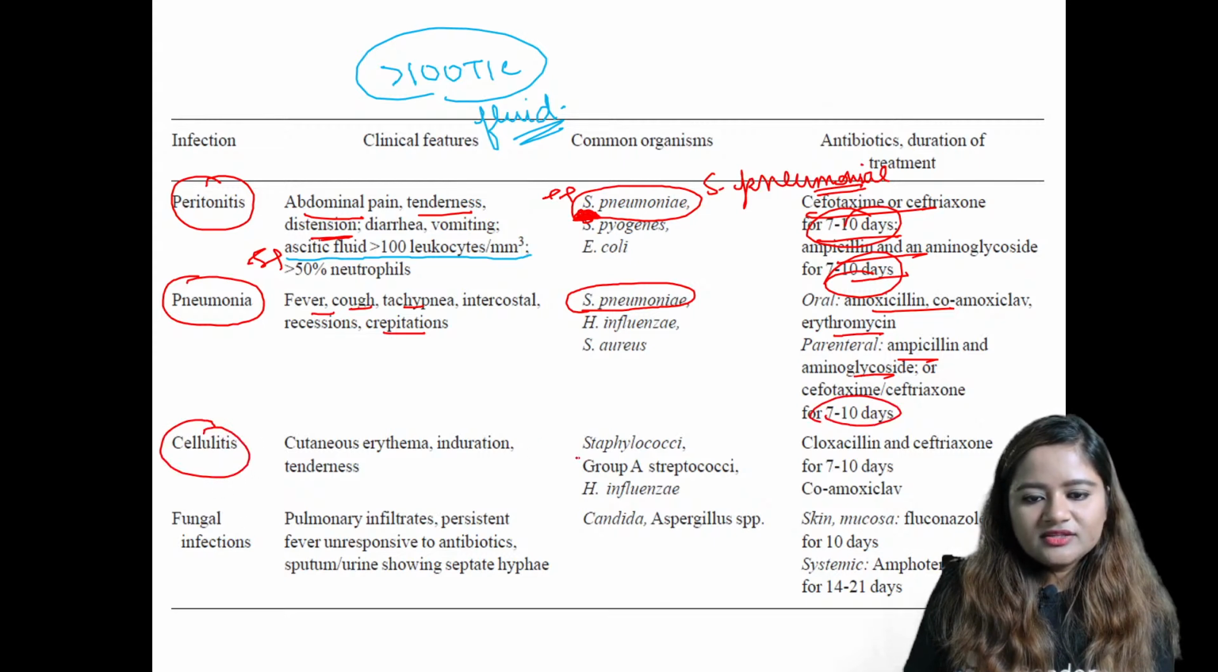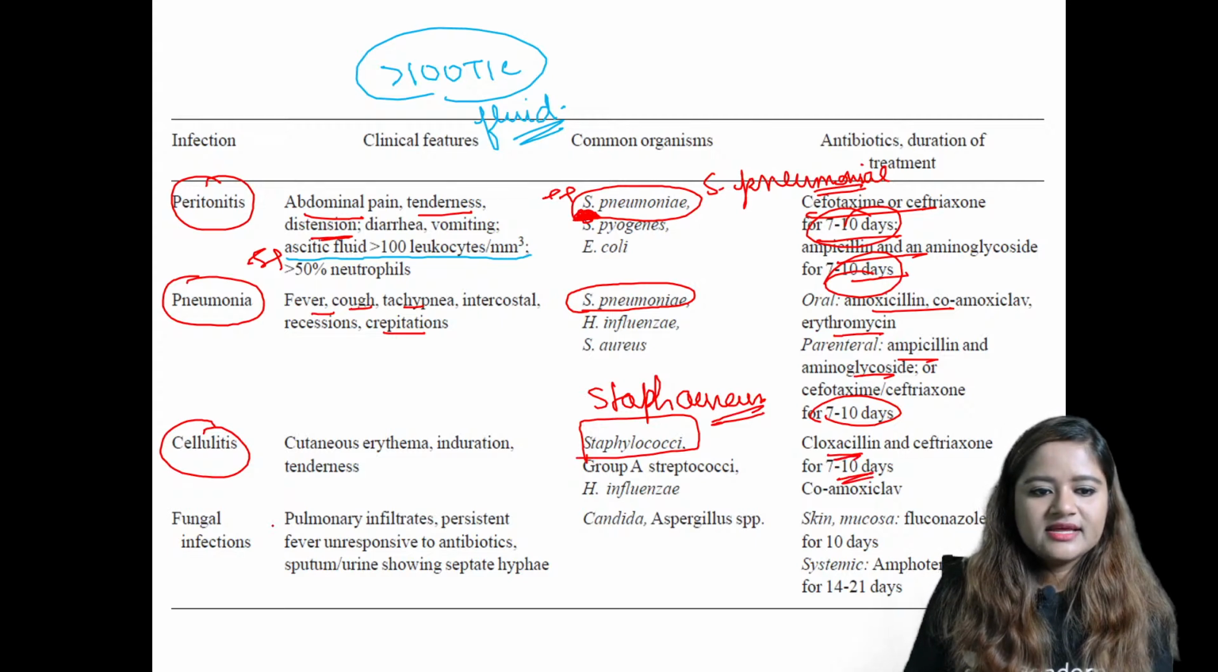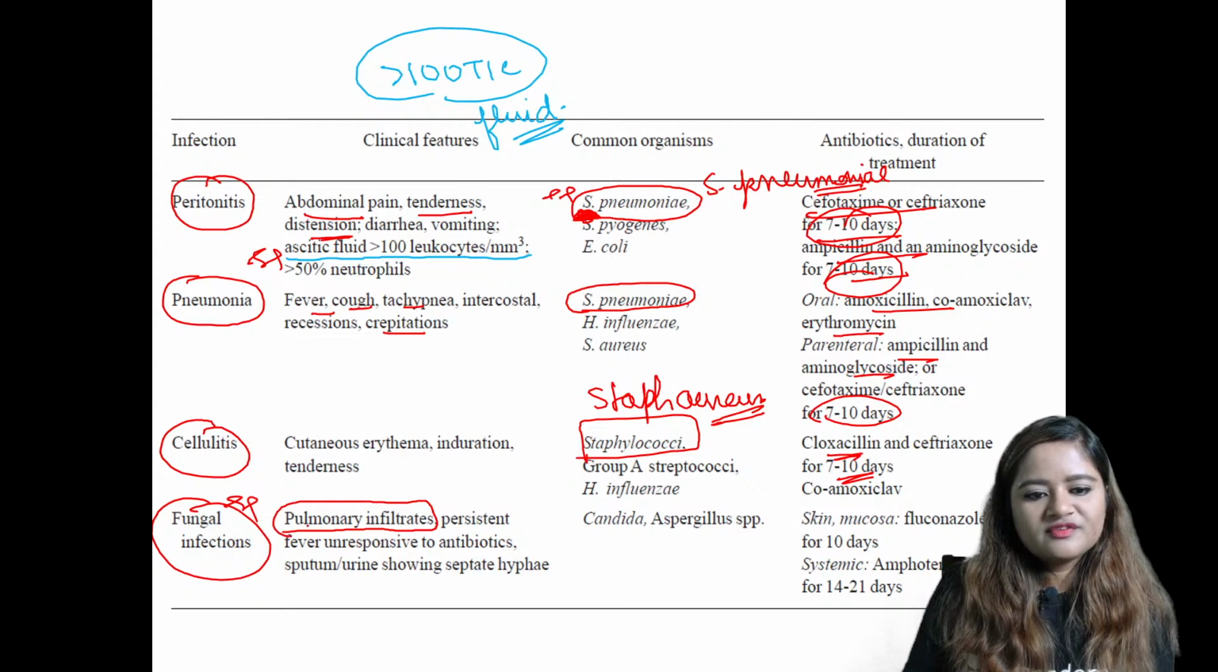Cellulitis, the organism we all know, is Staph aureus, which causes cellulitis and can again occur in nephrotic. You have to treat with cloxacillin, if the strain is sensitive, for 7 to 10 days. Fungal infections are also common, but please remember they present with chest infection in the form of fluffy opacities or infiltrates on the chest X-ray.